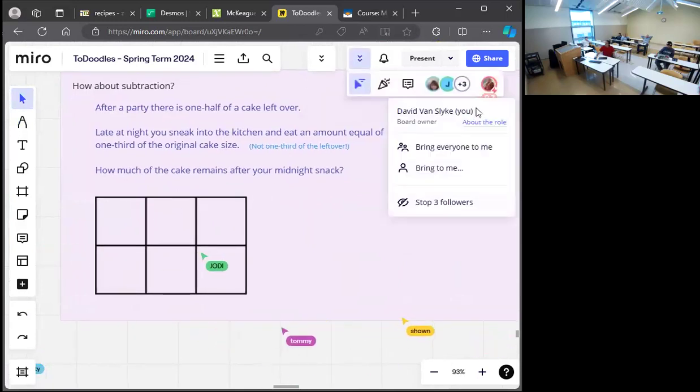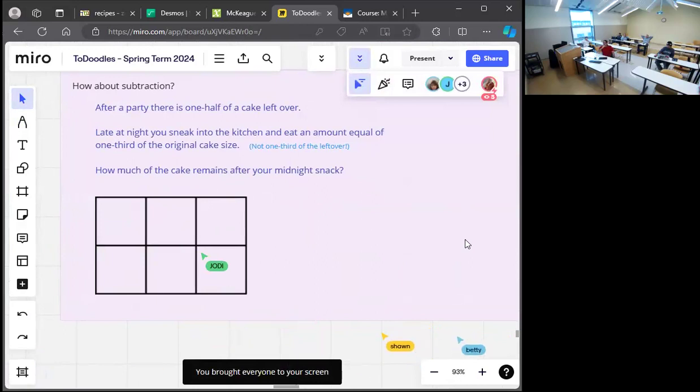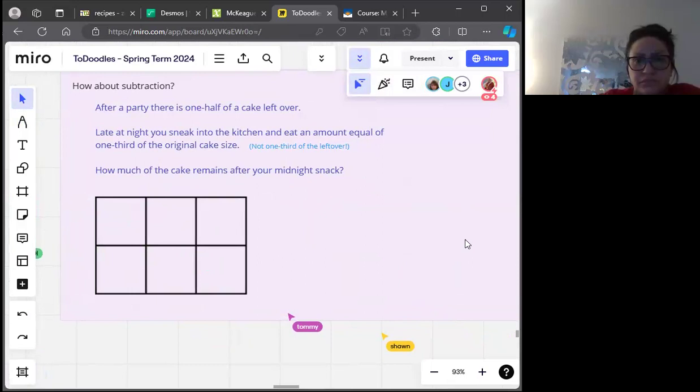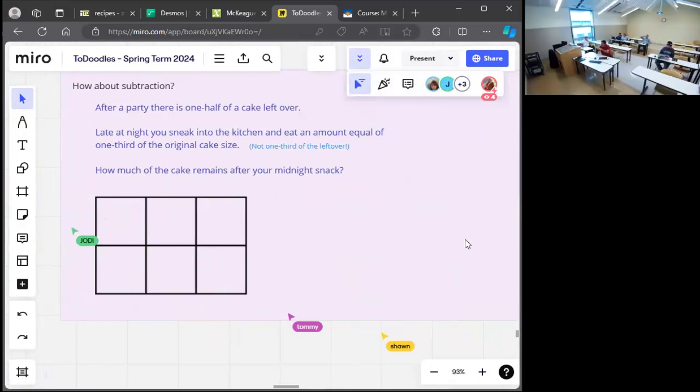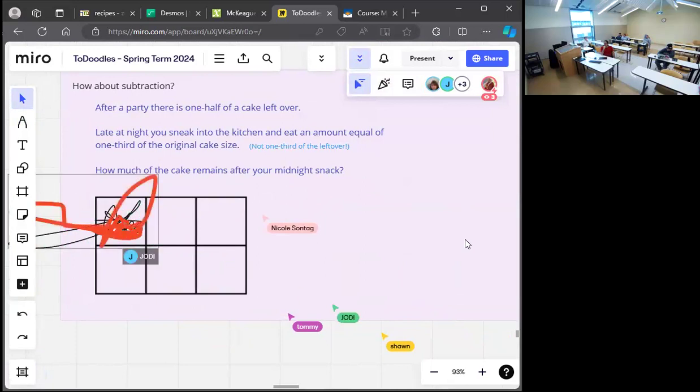So after a party, there's half of a cake left over. Someone other than Betty shaded half of the cake.